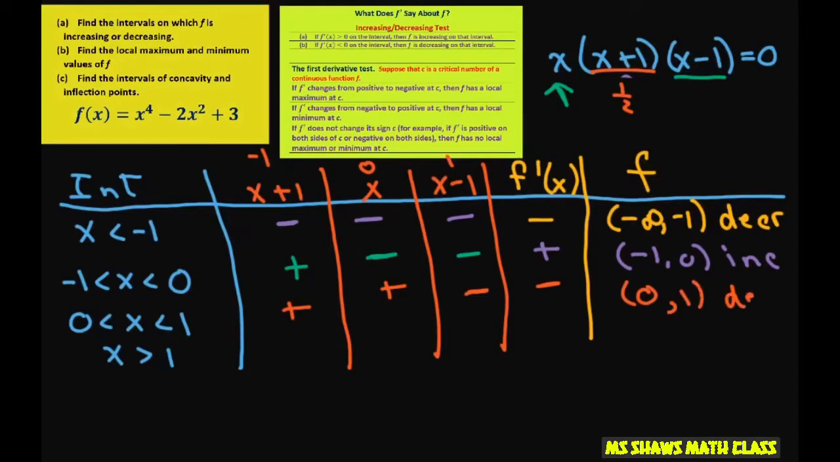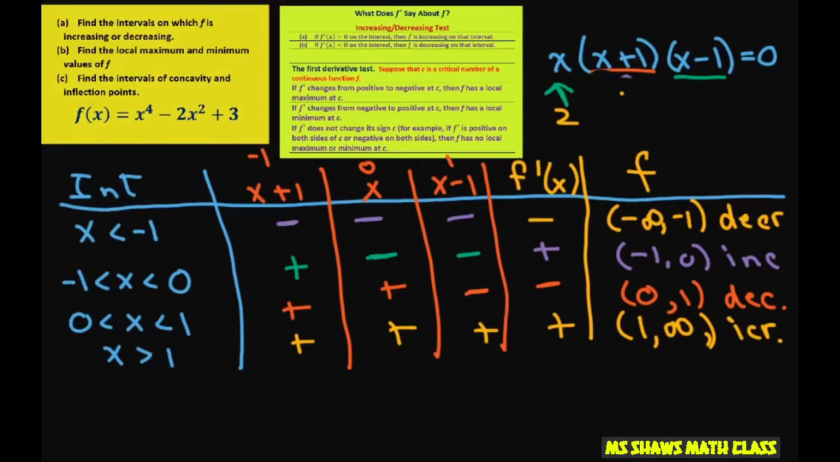And that's decreasing. And then for a number bigger than 1, let's just plug in 2. If I plug in 2 for x, I get positive. All of these are going to be positive. So that means that's positive. So for 1 to infinity, that's going to be increasing.